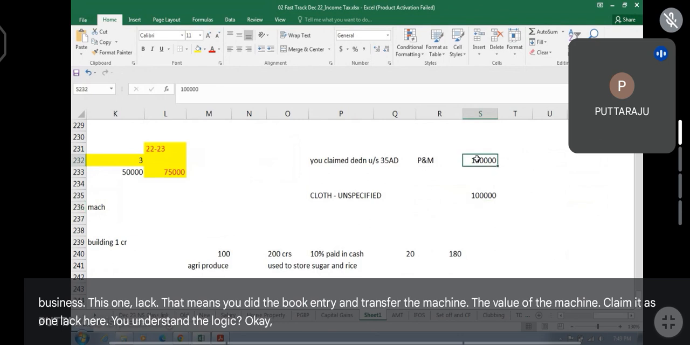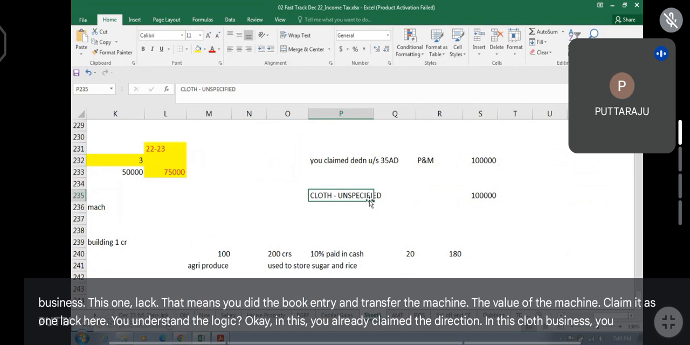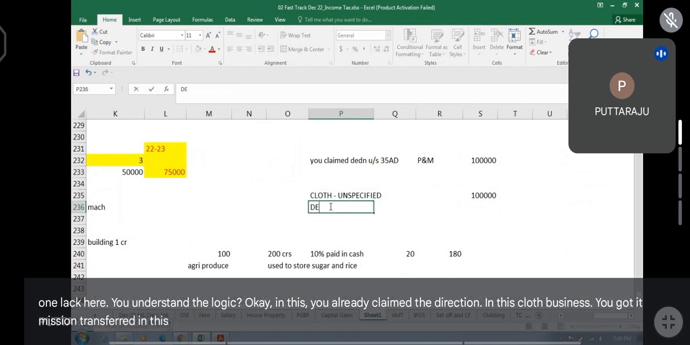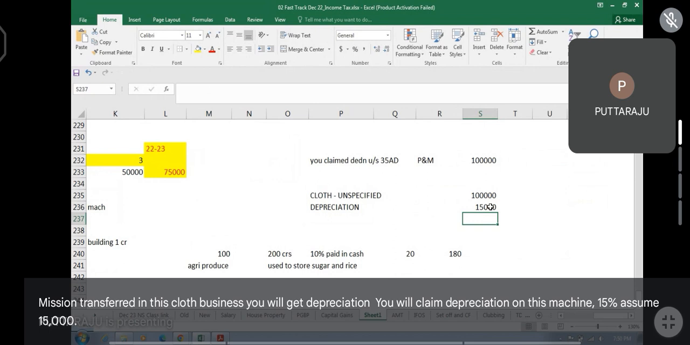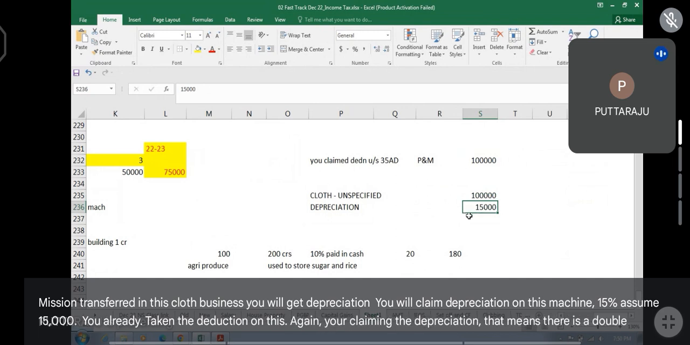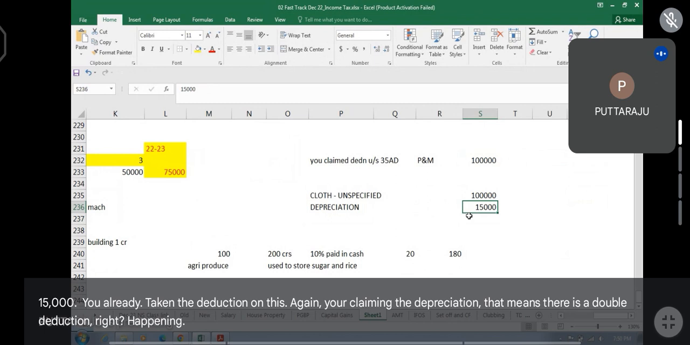In this you already claimed the deduction. In this cloth business you got the machine transferred, and here you will claim depreciation on this machine, 15%, assume 15,000. You have already taken the deduction on this, and again you are claiming the depreciation. That means there is a double deduction, right? Happening? Yes or no? Yes, sir. This is not allowed.